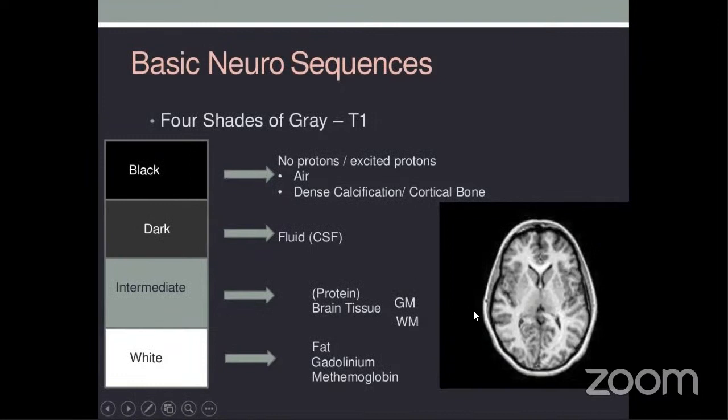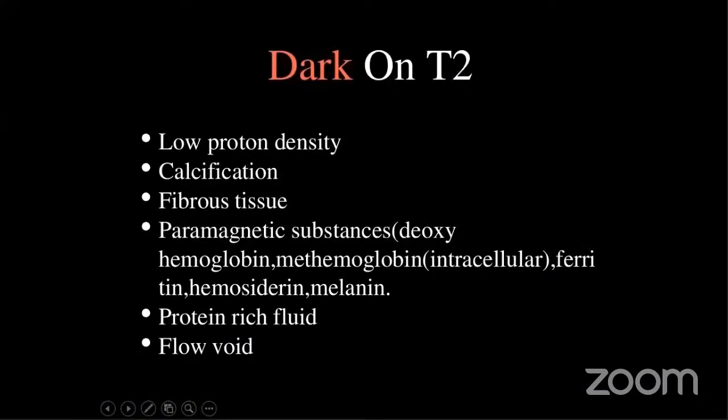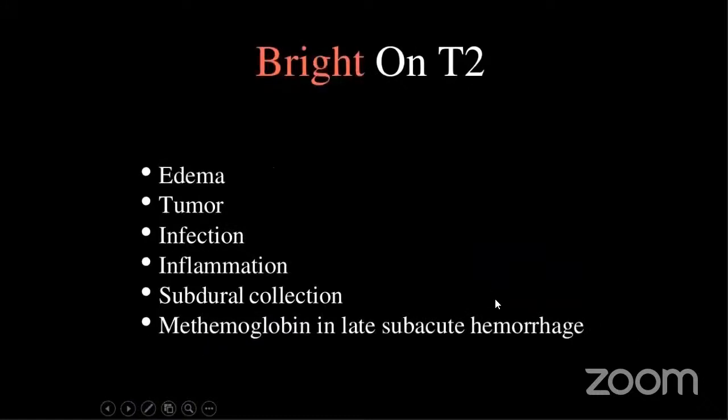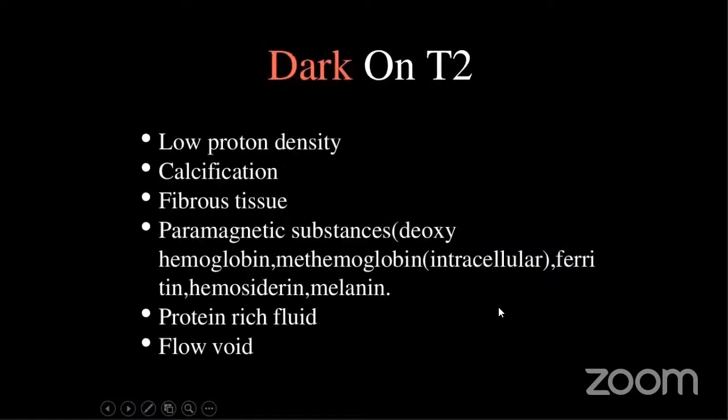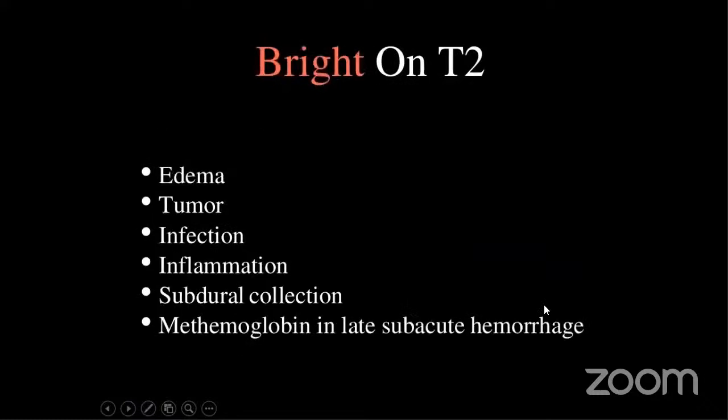Now coming to T2. The same list, two lists, which is dark on T1, which is dark on T2 and bright on T2. Okay, two things. Now again, we'll first go into the things that are bright on T2. Edema, tumor, infection, inflammation, all those things that I told you are dark on T1 are now bright on T2. You can see it well, you can differentiate it well. That is why T2 is your preferred sequence.